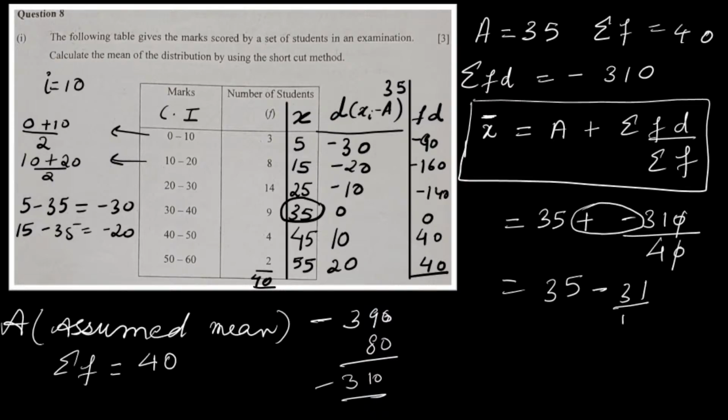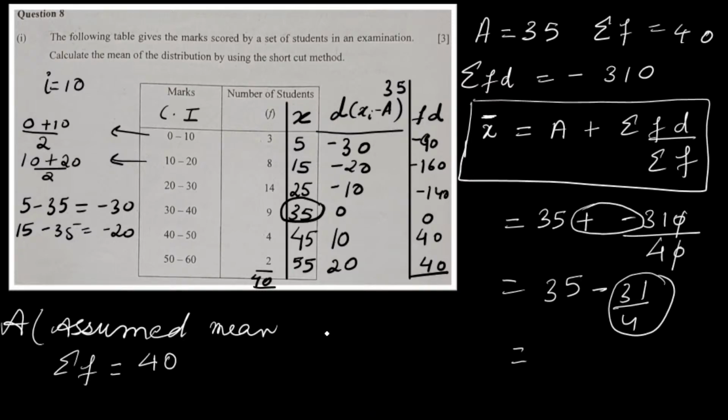Minus 31 by 4. So here I will tell you, always convert this fraction into decimal. Don't take LCM. If you take LCM, it will be very lengthy. So convert this fraction into decimal. So decimal means we can divide 31 by 4. 31 divided by 4 is 4 into 7, 28. So 7.75. Is it correct? So 35 minus 7.75.